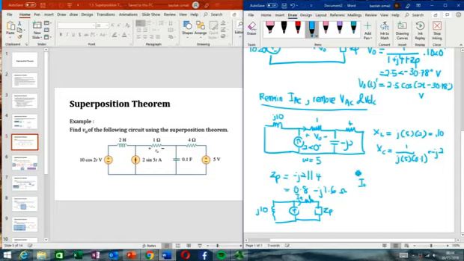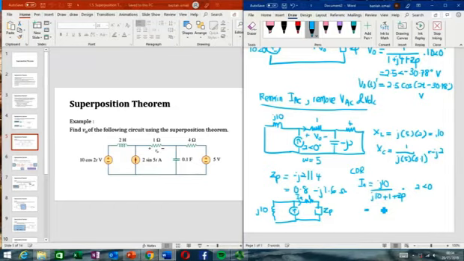So IA by using CDR is equal to the opposite impedance, j10, divided by the total impedance, j10 plus 1 plus ZP, multiplied with the current source. So 10j divided by the answer, multiplied with 2. So the answer is 2.33 angle 12.09.